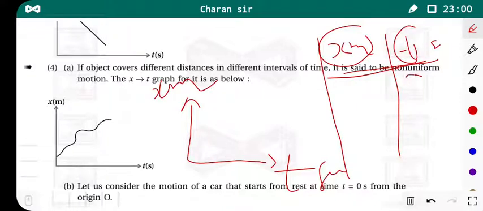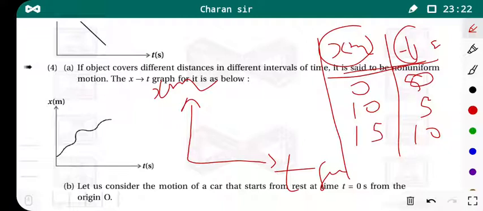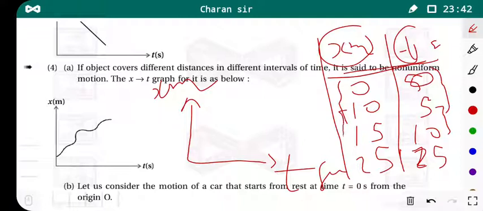Suppose at the initial time, that is 0 seconds, our object is at 0 meters. Now after 5 minutes our object covers a distance of 10. Then after 10 minutes our object is at, suppose, 15. Then after 15 minutes our object is at, suppose, 25. So you can see in the first 5 minutes the distance covered by the object is 10 meters. Then in the second 5 minutes the object moves from 10 to 15, that means 5 meters.